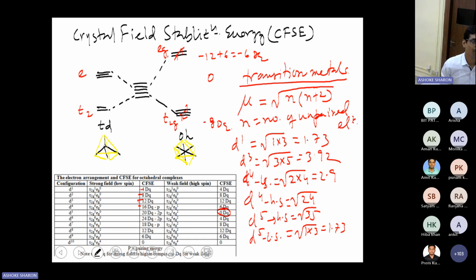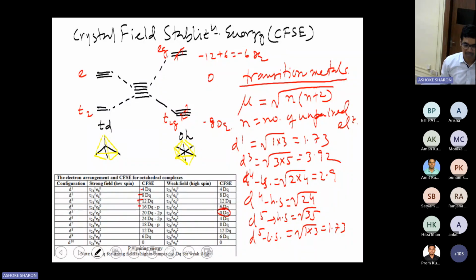But you must be very sure about the splitting pattern. For that, you need to first understand whether it is a tetrahedral or an octahedral geometry. How to identify that? For octahedral, there will be 6 ligands. For tetrahedral, there will be 4 ligands. Although there is another possibility with 4 coordinate ligands, that is the square planar. But for square planar, the examples are very limited.